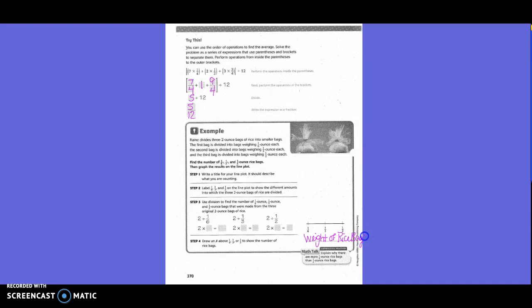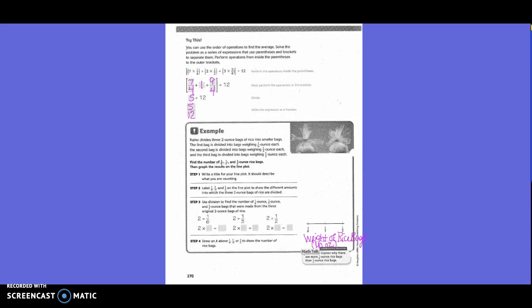And then what are we measuring them in? What's the weight in? In ounces. So underneath there, you need to put a measurement in ounces. Then label 1/6, 1/3, and 1/2 on the line plot to show the different amounts into which the 3 2-ounce bags of rice are divided.